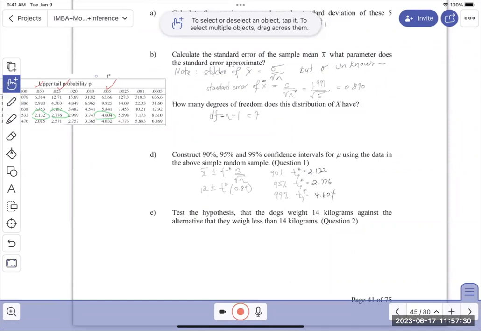So the dogs weigh 14 kilograms is going to be my status quo. And then I'm going to test against the alternative that they weigh less than 14. Okay, so this is less than, this is not a two-sided test. It's just a left-sided test. And yeah, I'm just going to continue solving.